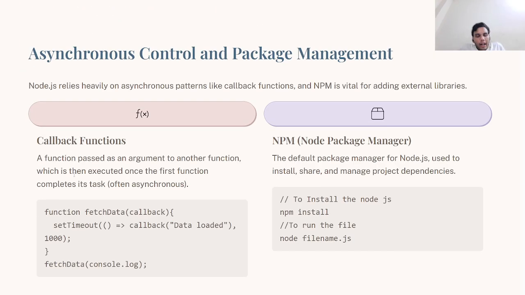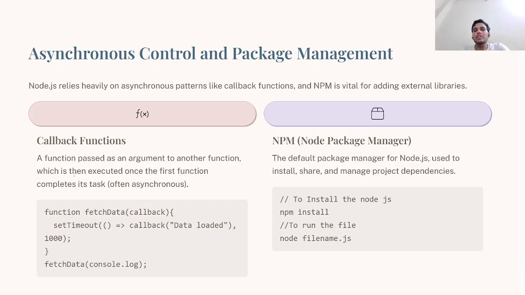Now, coming to control and package management, Node.js relies heavily on asynchronous patterns like callback functions, and npm, which is vital for adding external libraries. A callback function is a function passed as an argument to another function, which is then executed once the first function completes its task. It is often asynchronous. Now, coming to the example: function fetchData(callback), setTimeout(callback, data loaded, 1000), fetchData, console.log. If it is more than 1000, it stops.